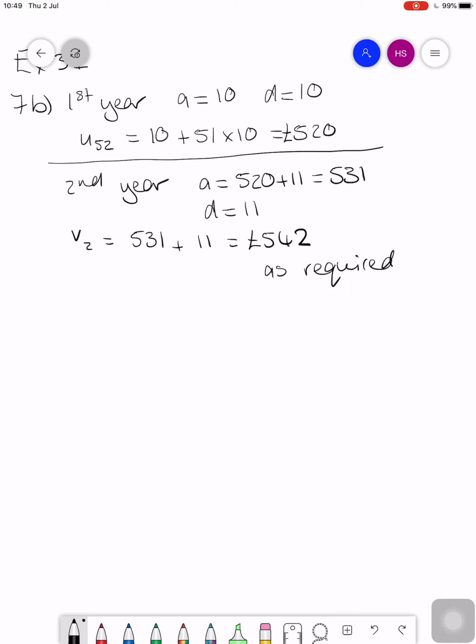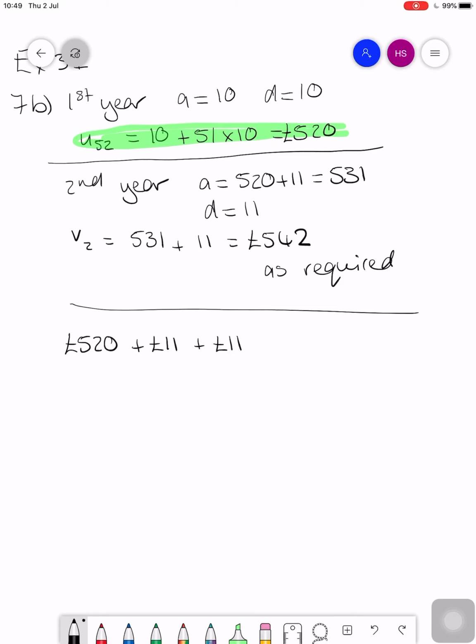I think you could also have shown it by, you definitely needed to calculate this. So you definitely needed to work out the £520. But then an alternative would have just been to say, well, he gets £520 in the last week of year 1, then an extra £11 in the first week of year 2, and then another £11 in the second week of year 2.